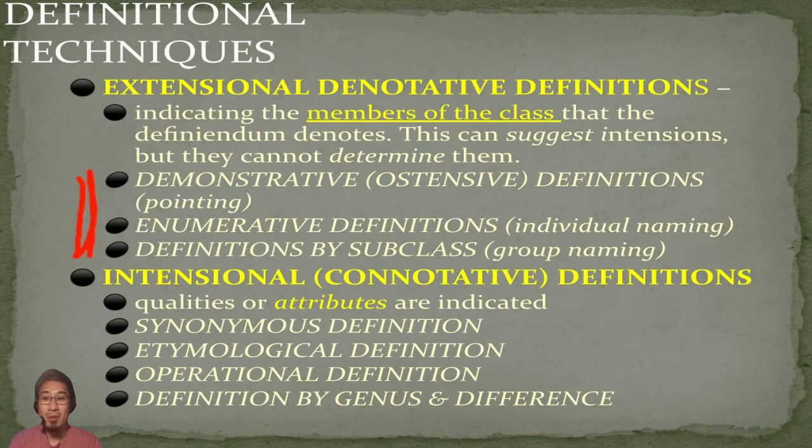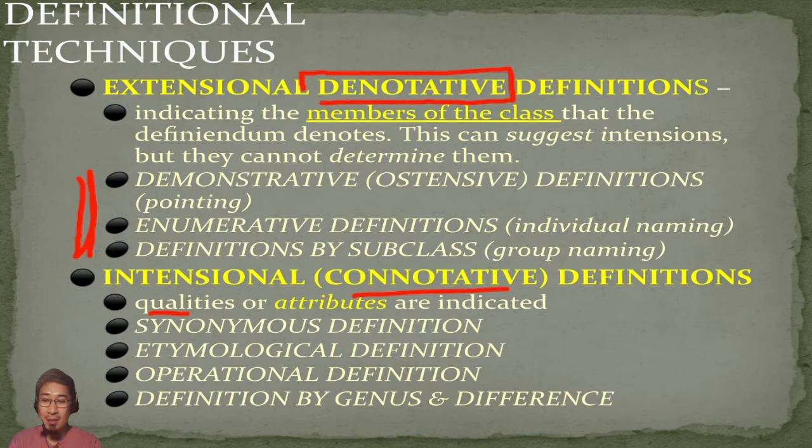techniques. So, extensional denotative definition indicates the members of the class that the definiendum denotes. This can suggest intentions but they cannot determine them. So, it's more on denotation. So, pag sinabi nating denotation, this is a physical extension. Next, punta tayo sa intentional connotative definition. So, intentional connotative definition is more on the qualities kasi nga connotative or connotation siya.